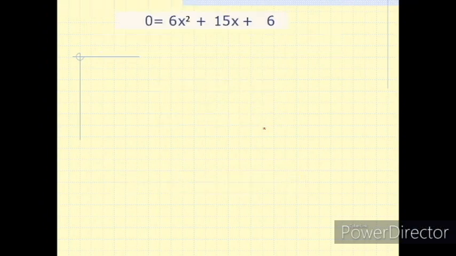So here's an example for you to do. Go. Take out a common term first and then factorise it and solve.